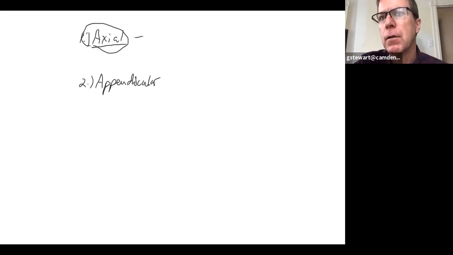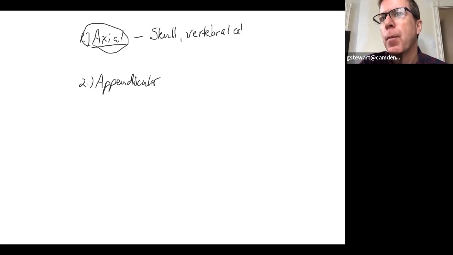So this would include the skull, the vertebral column, all of the vertebrae, and the vertebral column includes the sacrum and the coccyx, the tailbone. Also includes the sternum, the breastbone called the sternum, the thoracic cage, which you and I refer to as the rib cage.